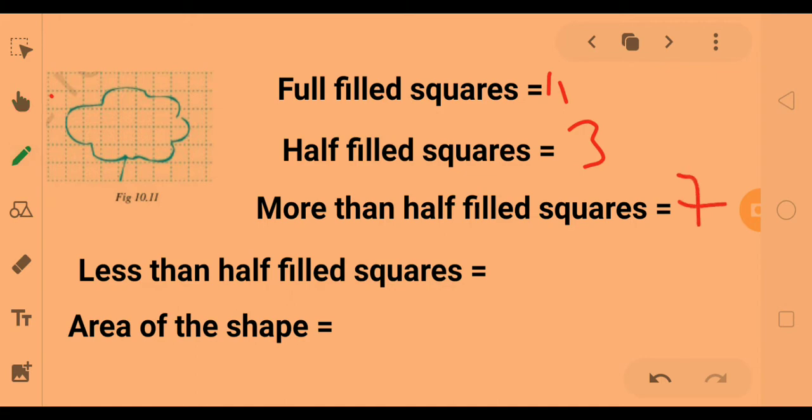Less than half filled squares. Less than half filled, by looking at that you can count, there will be 5 half filled squares. Then last we have to write the area.